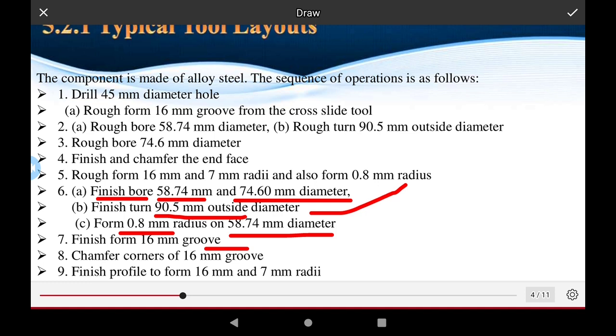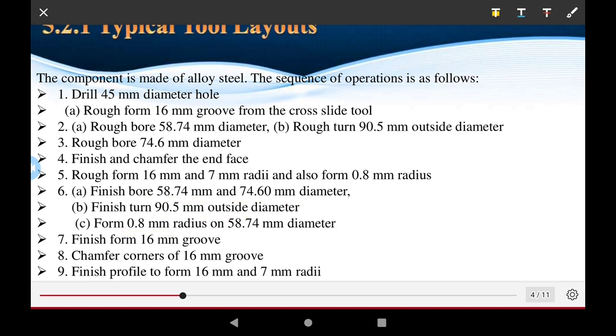And this groove is also rotated for the original size before. The original size of the finishing for the 60 groove. Chamfer corner of the 60 groove and finishing profile of the form of the 60 and the 7 radius. Okay, 7 radius.